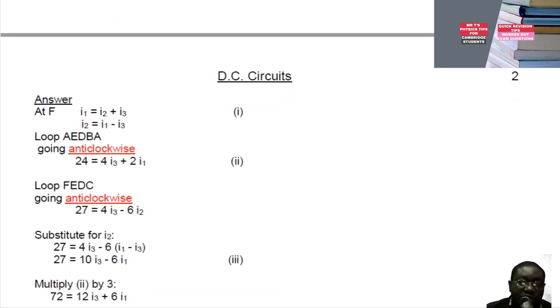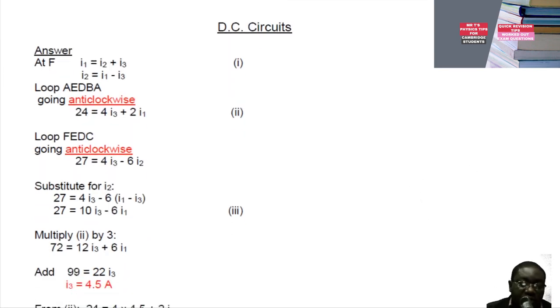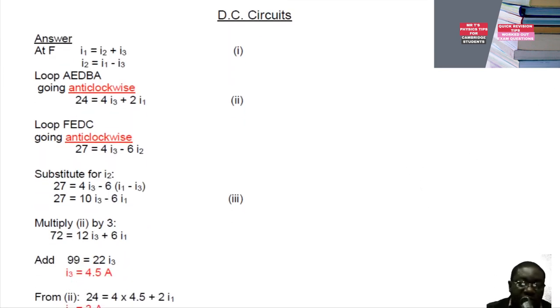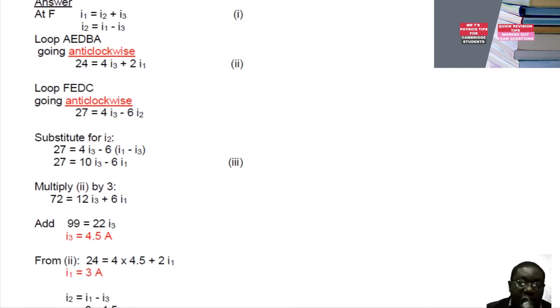Now, since we have formed a system of simultaneous equations, we have 24 is equal to 4I3 plus 2I1, and then we have 27 is equal to 4I3 minus 6I2. You solve the two simultaneous equations, and then you're going to come up with the answer. Now, in this case, they chose to substitute for I2, which was I1 minus I3, and then put it in there so that we have the same for you to solve the simultaneous equation. Therefore, you get I3 as 4.5 amps and I1 is 3 amps.